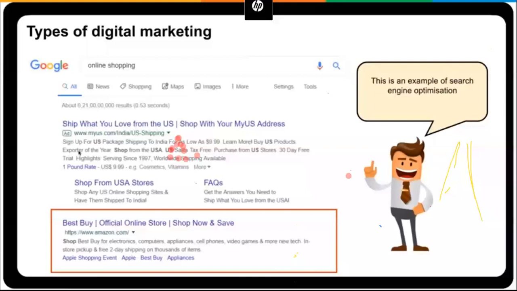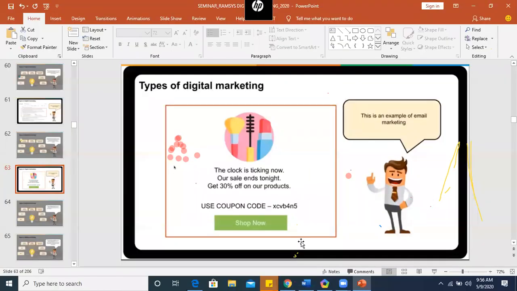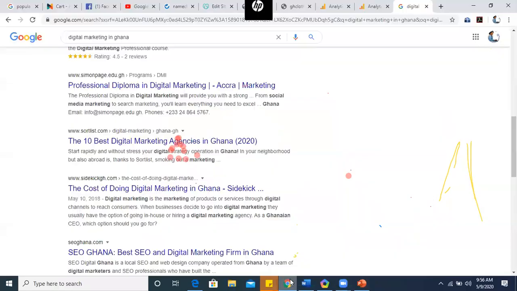So search engine marketing is when a person pays Google to get a rank. Search engine optimization, which is the first one we discussed, you don't pay anything, but you have to compete to get a ranking. Are we good? Yes, please. Yeah, we are good.